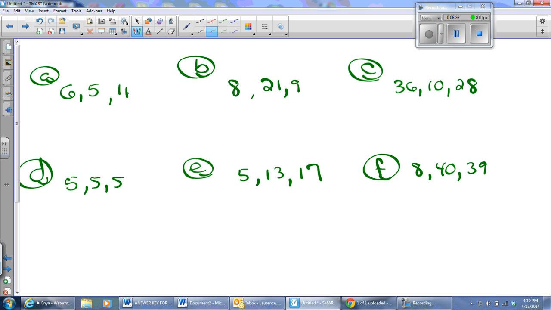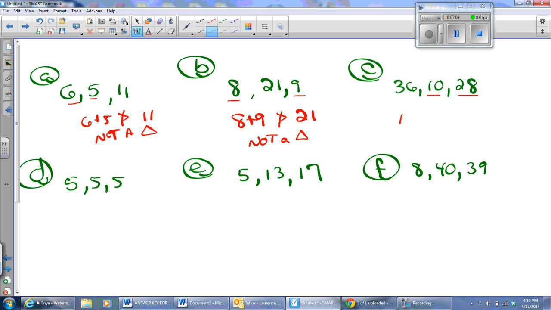All right, what you should be doing is taking the two smaller ones and adding them together: 6 plus 5. Is that greater than 11? It is not greater than 11, so this is not a triangle. Okay, I'll take the two smallest sides, 8 plus 9. Is that greater than 21? No, it is not. Therefore, it is not a triangle. All right, take the two smallest sides, 10 plus 28. Is that greater than 36? Oh, not 86, 36. What are you doing?